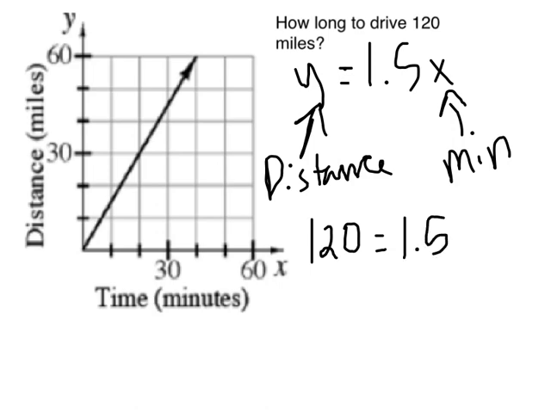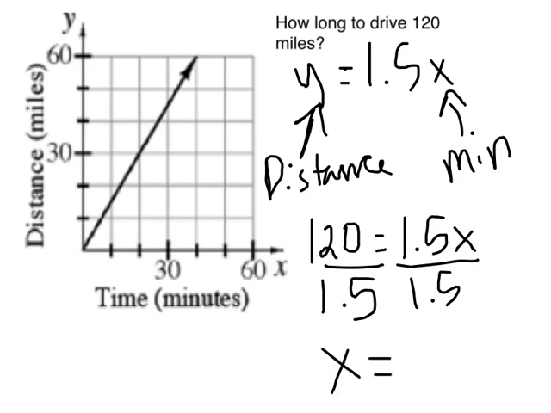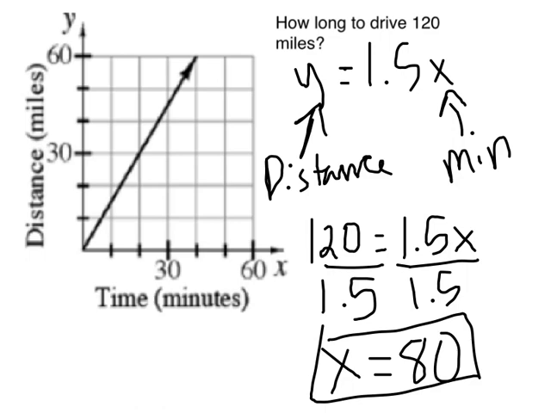And again, all I did there was I plugged 120 in for y, so I keep my 1.5x on the other side. Now, this is squished together by multiplication. So to solve for x here, I'm actually going to divide by 1.5. If I divide 120 by 1.5, I come out with x equals 80, which means it will take 80 minutes to drive 120 miles. Let's look at one more, then you'll practice.